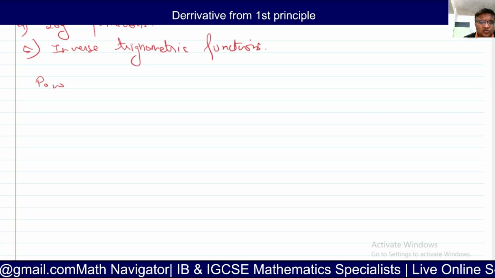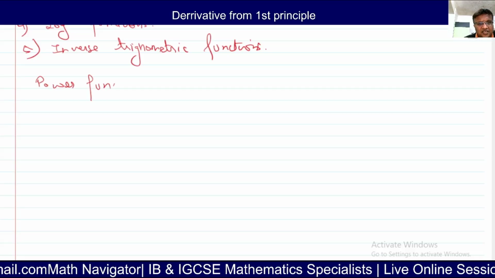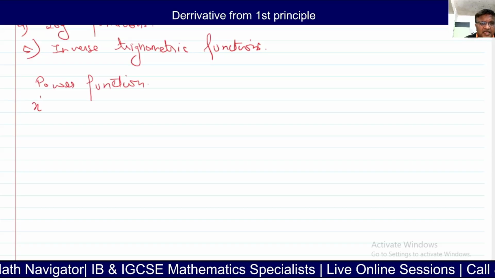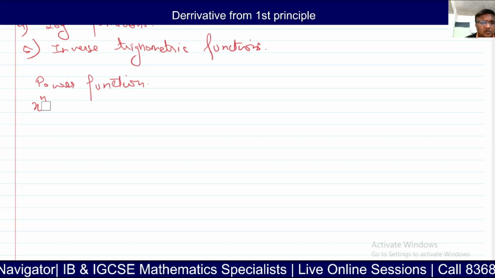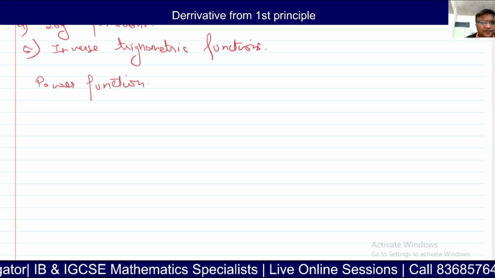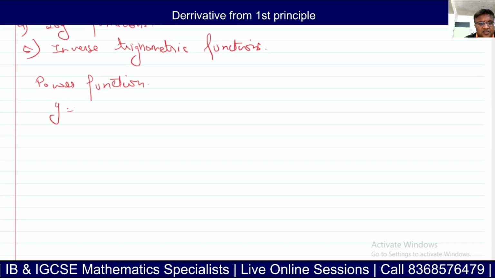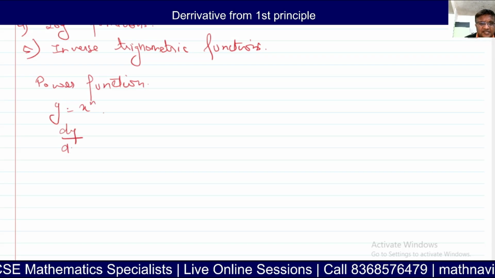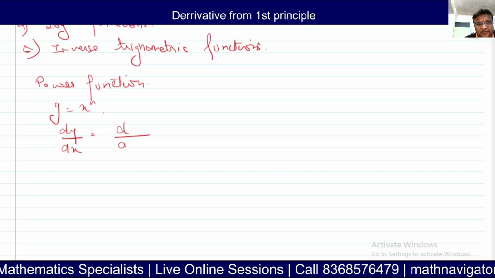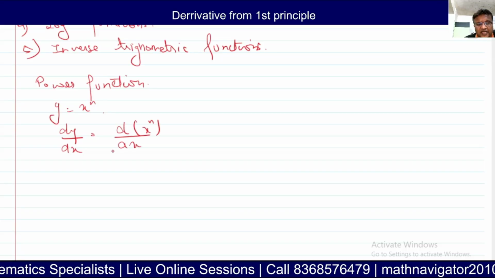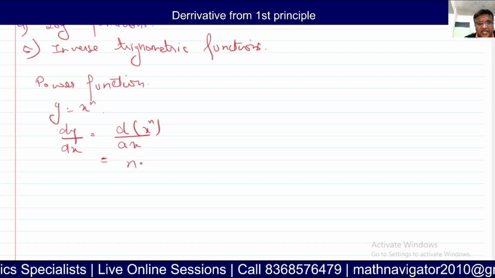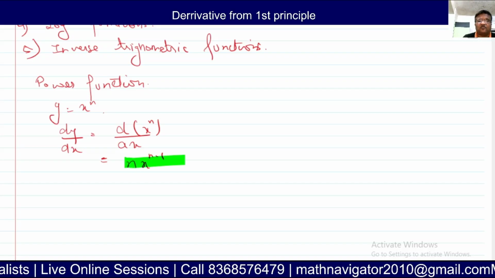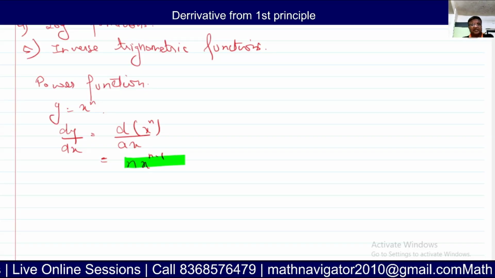So we have the formula: if y is equal to x raised to the power n, got it? Then dy by dx, which is d by dx of x raised to the power n, is equal to n x raised to the power n minus 1. This formula is given in the formula booklet, right?